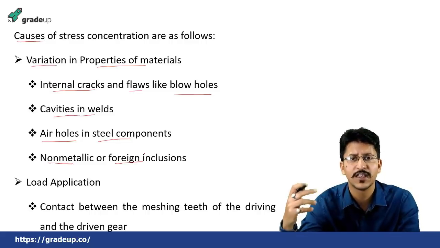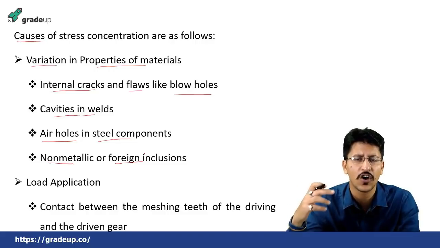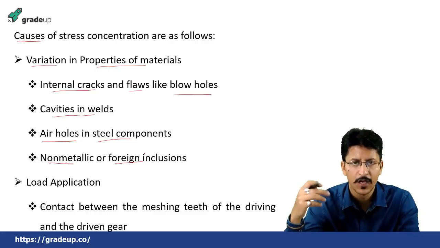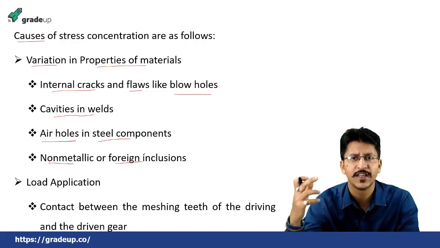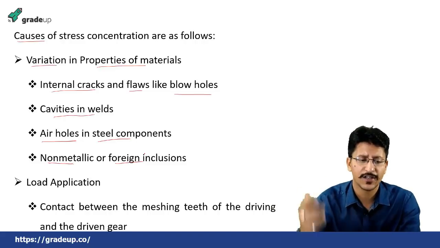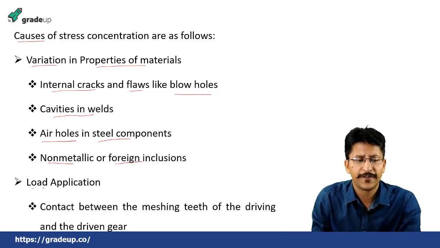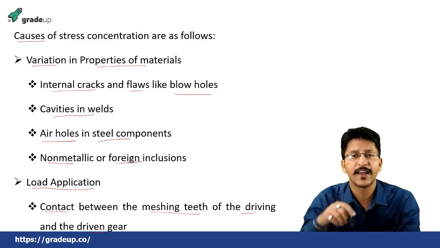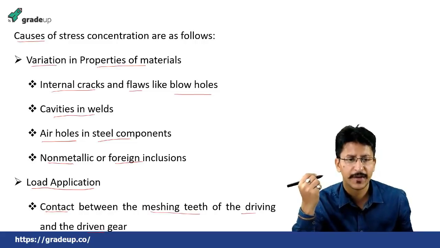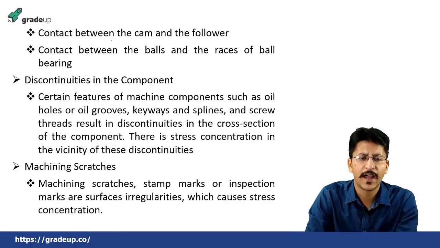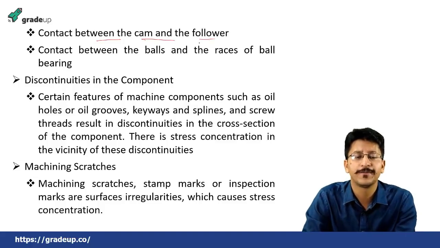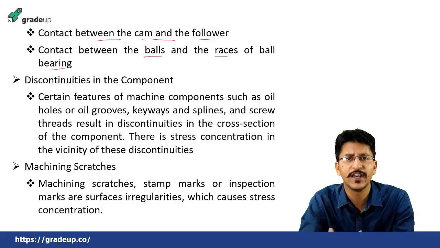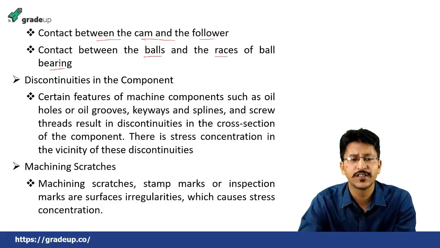Or basically you can say there is an abrupt change in the cross section, or the properties of the material change in such a way that stress concentration occurs. Then in the case of load application, if there is a contact between the meshing teeth of the driving and driven gear, in that case also the stress concentration can take place. The other reasons are contact between the cam and the follower, and contact between the balls and the races of the ball bearings. These are the load conditions which can cause stress concentration.